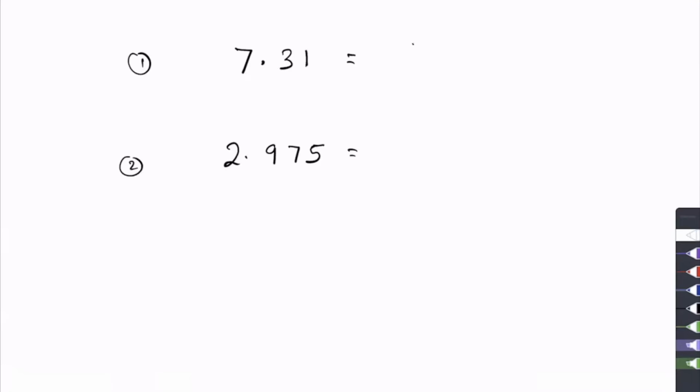The first one now is simply 7 and 31/100. And the second one is 2 and 975/1000. So I'm going to explain number 2. We had a look at how to separate 31/100 into 3/10 and 1/100, and we saw that that was the same as 31/100. Let's have a look at the 975/1000 now. So here we've got 2.975.